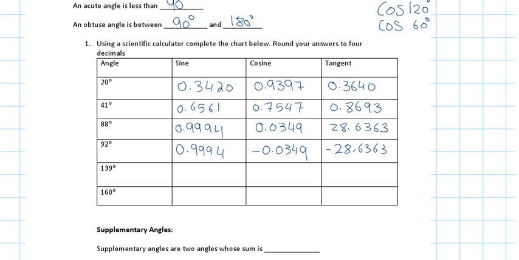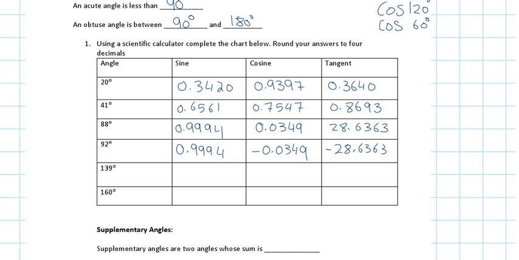So, what do you notice so far? Anything that you have noticed? Nothing yet? Should we keep going? The 88 and the 92, they have the same answer but different signs. Okay. Let's keep going and let's see what happens later, okay?